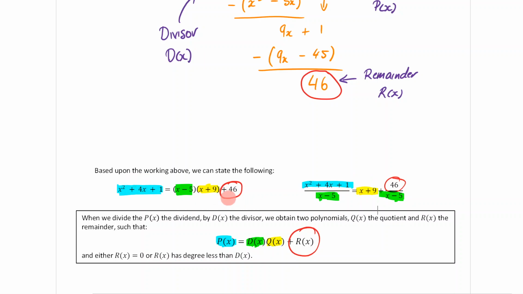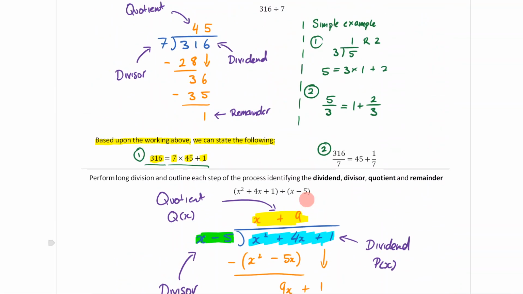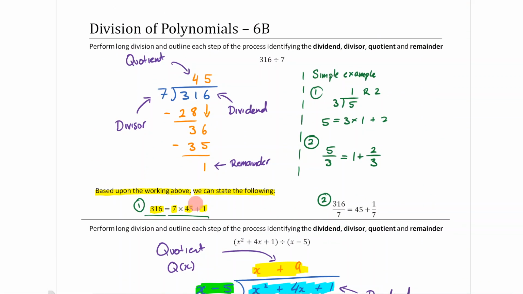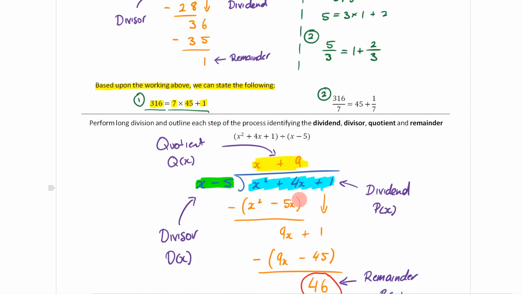This way probably is more important. We probably use this way more, but you just need to know, based on division, both of these statements are true. And that's exactly what we saw above when we were just doing normal division. We could write them both out like that.